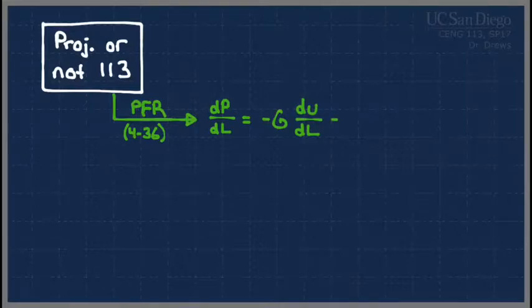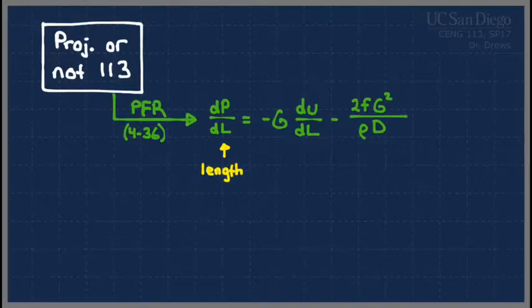And then minus a correction factor, 2fG squared over rho d. So a couple of the terms that are on here, which we will point out. The L here is length. Let's see, is it worth sketching a diagram? Not quite. The u here is velocity.